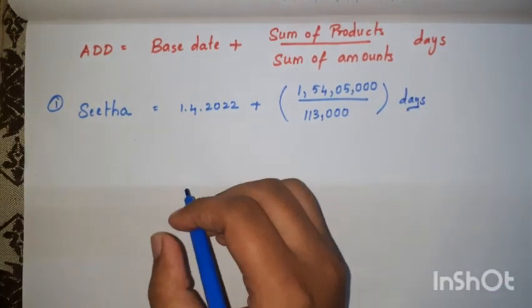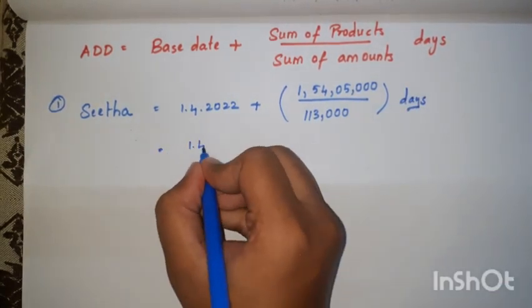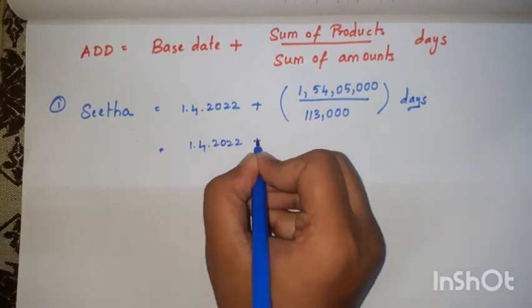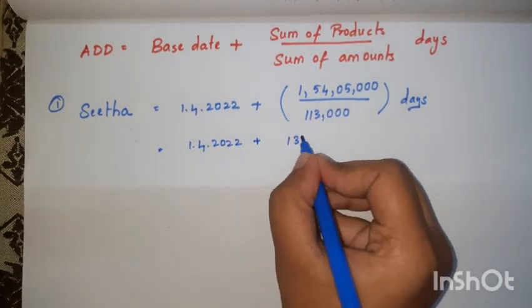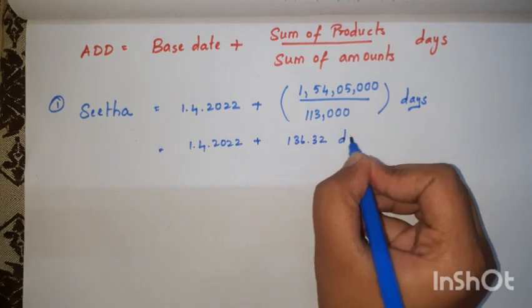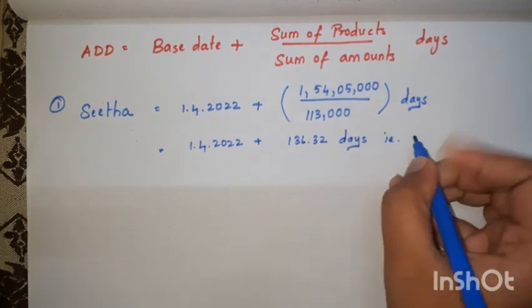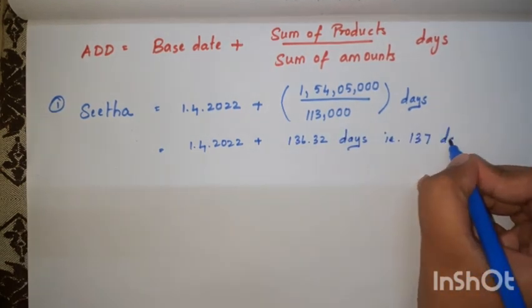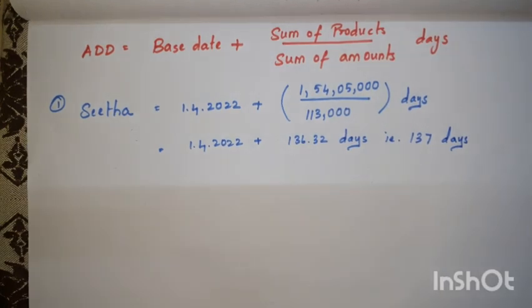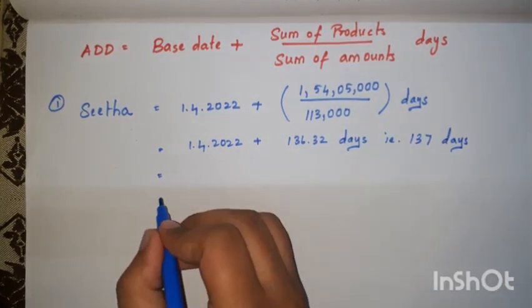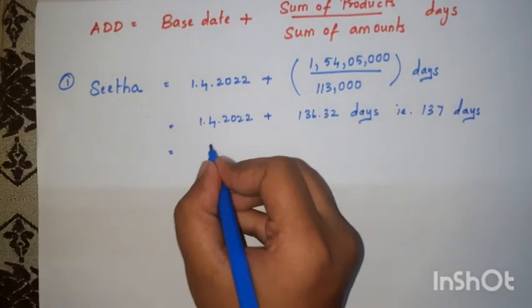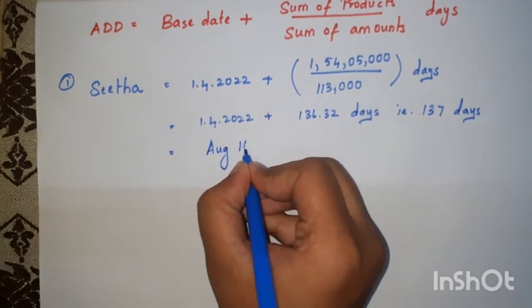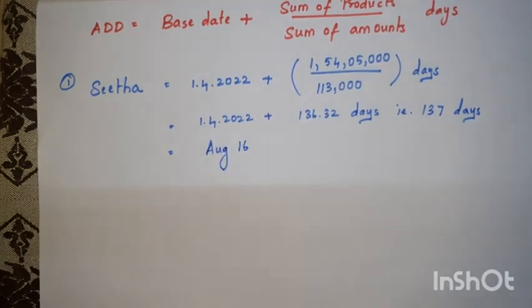Now this is the average due date. By dividing this, we get 136.32 days. We have to round it off to 137 days. If we add 137 days to 1st April 2022, we get August 16 as the due date, the average due date.